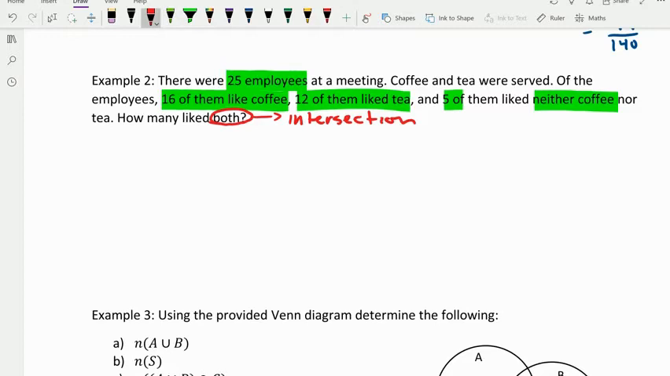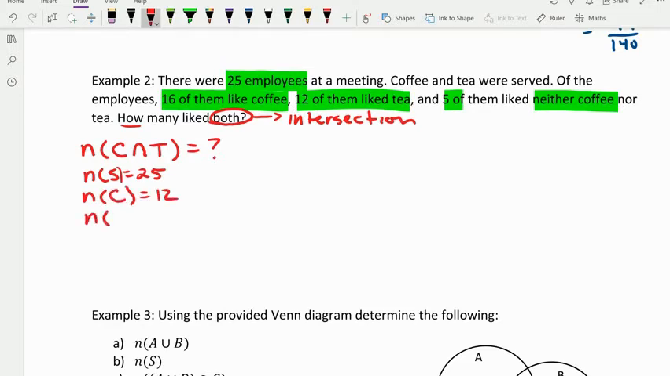So really what we're interested in finding is the number of people that like both coffee and tea, coffee intersection tea. That's really what we're trying to find. So what is it that we're given? We're provided with the total number of things, which is 25. We know the number of people that like coffee is 16. The number of people that like tea are 12. And we know that 5 of them like neither tea nor coffee.